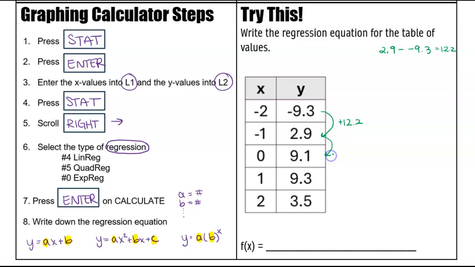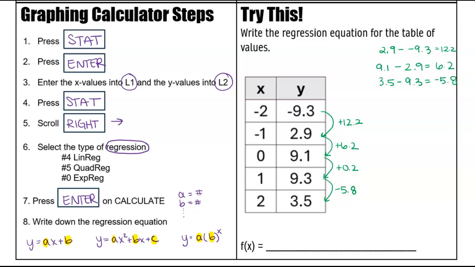Then I want to figure out the next one. And again, if that's tricky to do in your head, you could do 9.1 minus 2.9, and that should give you the difference, which I believe is 6.2, I think. So I'm adding 6.2. Now this next one should be a little bit easier to do. We're just adding 0.2. And this last one is kind of weird because we are actually getting smaller. So again, I could go to the calculator and do 3.5 minus 9.3, which is going to give us negative 5.8.